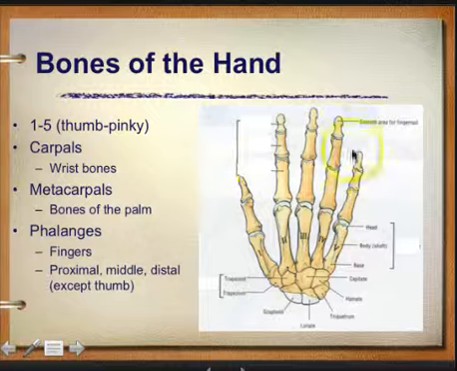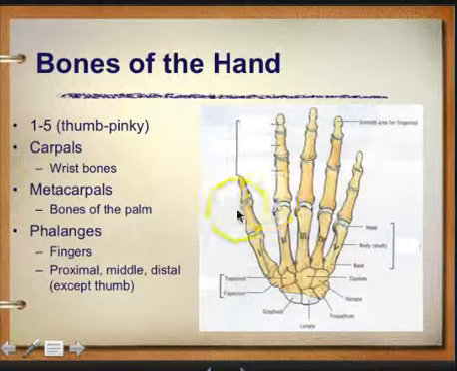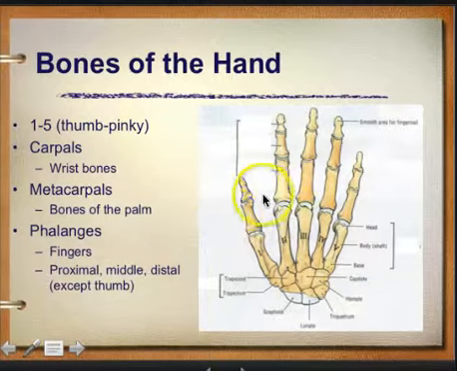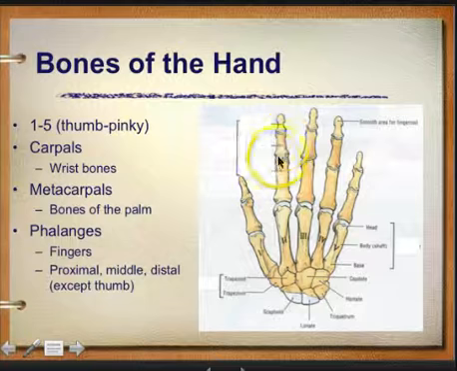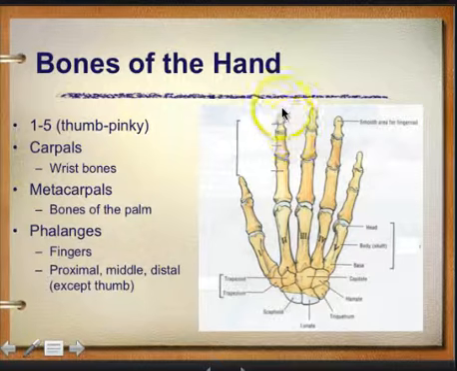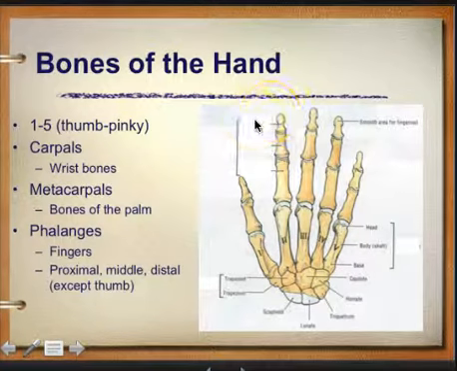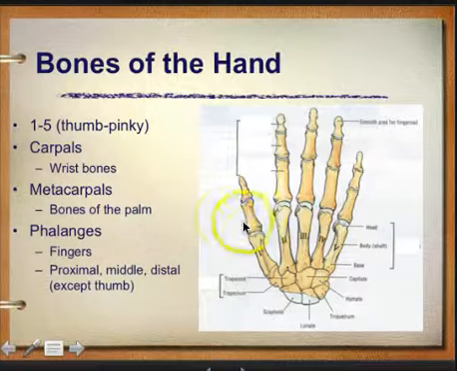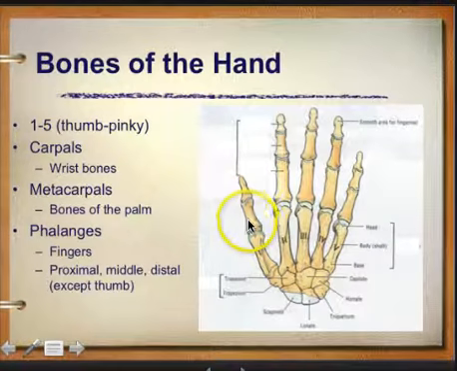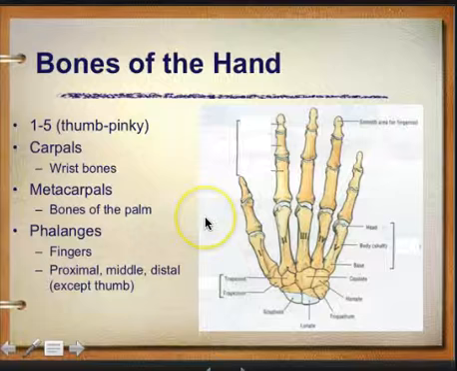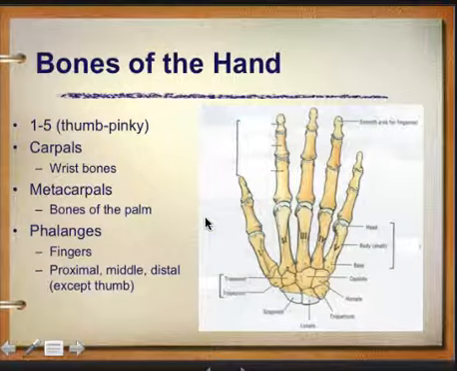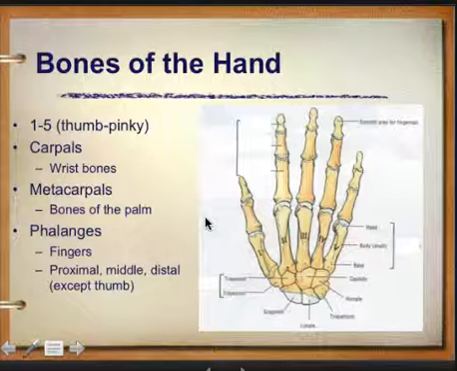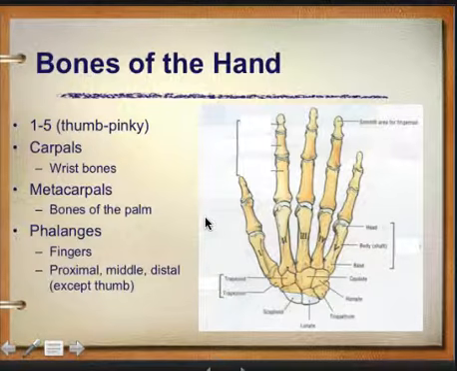Phalanges. Phalanges are your fingers. You have proximal phalanges, middle phalanges, and distal phalanges, except the thumb. The thumb only has 2 phalanges. They only will have the proximal and the distal. There is no middle phalange for the thumb. The word phalange comes from the Greek word phalanx, which means from the line of battle or finger bone.